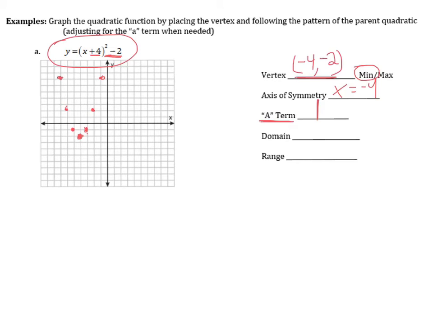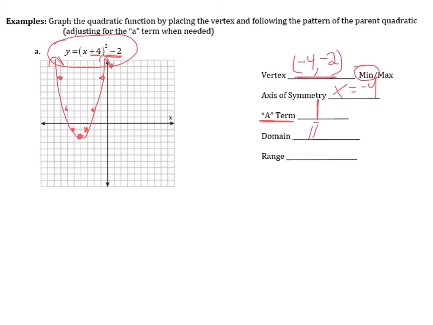And if you think about it, this is a quadratic function, it's x squared. You're really just thinking, as I move in the x direction one number, I square that number to tell me how far to move in the y direction. And this is the function y equals (x plus 4) squared minus 2.